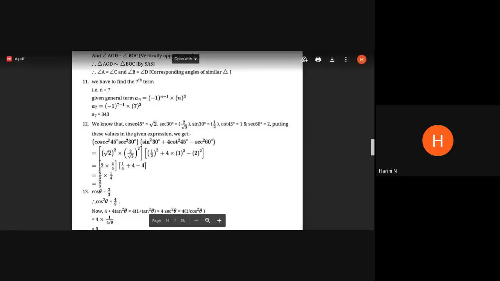Root 2 the whole square into root 2 by root 3 the whole square multiplied with 1 by 2 the whole square plus 4 times 1 square minus 2 square. When you multiply and simplify all this, there are two products that you want. The first bracket is simplified as 2 into 4 by 3. Then the second bracket will simplify as 1 by 4 plus 4 minus 4. So the positive 4 and negative 4 will go, and what you have in the second one is only 1 by 4. So 2 into 4 by 3 will be 8 by 3 into 1 by 4, which will finally become 2 by 3. I hope you have understood that simplification.